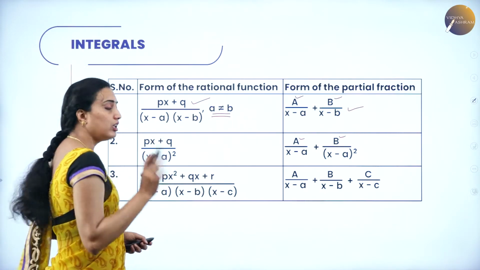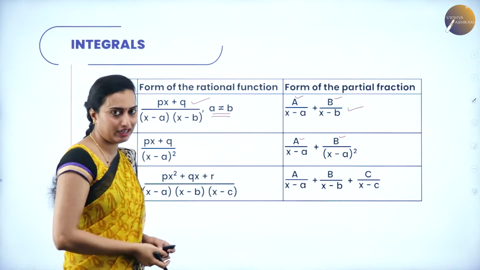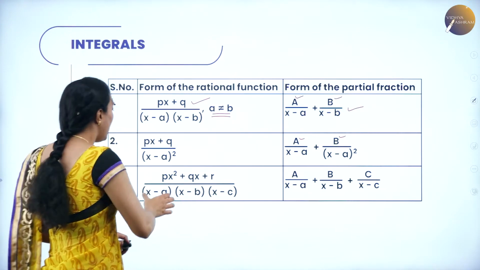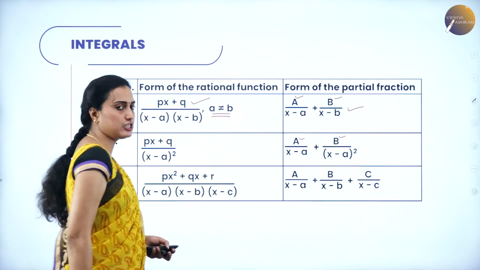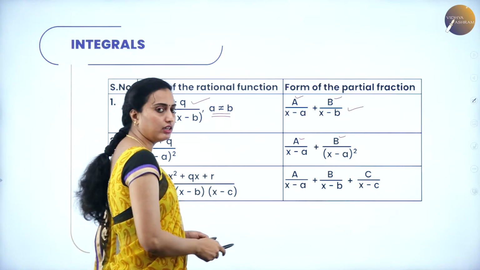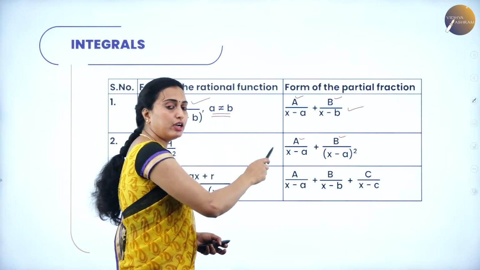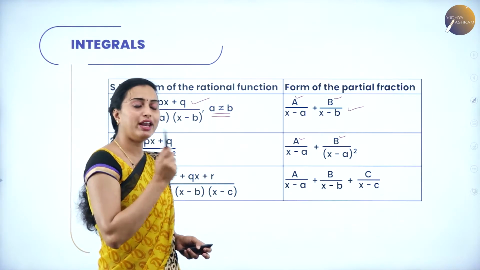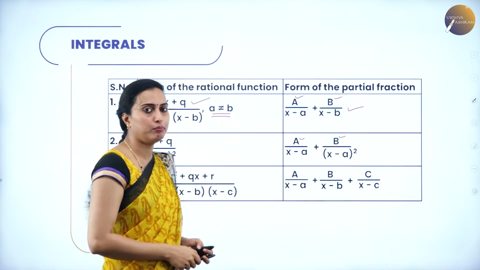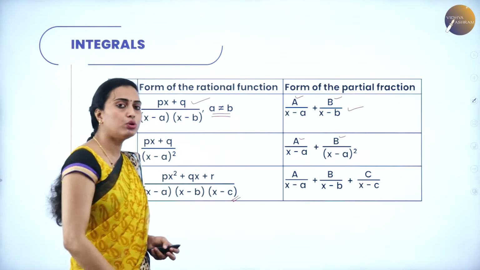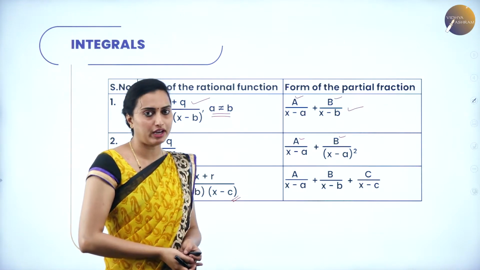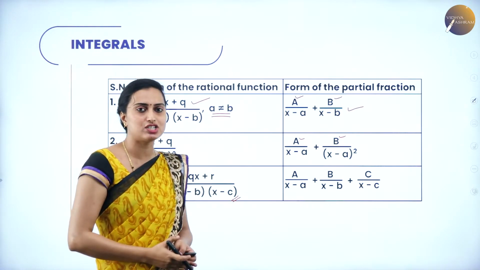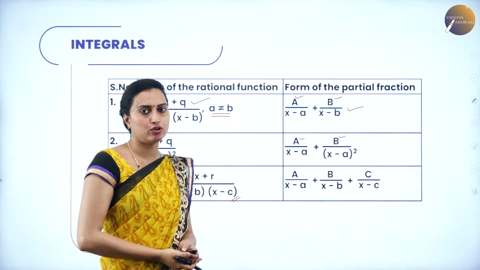Understood? Then if the numerator is a quadratic and the denominator is a cubic, that means you have x minus a into x minus b into x minus c. Then you write A divided by x minus a plus B divided by x minus b plus C divided by x minus c, where A, B, C are constants. Why 3 constants? Because you have a cubic equation here. So you write the partial fraction accordingly, find the values of A, B, C, substitute back into the integration, and then proceed to find the integral of that problem.